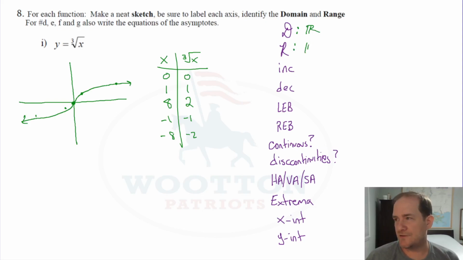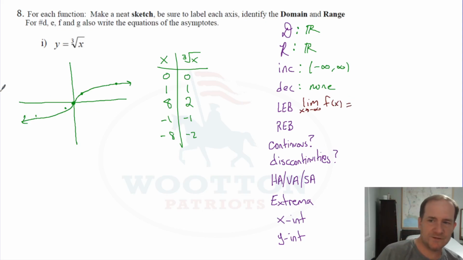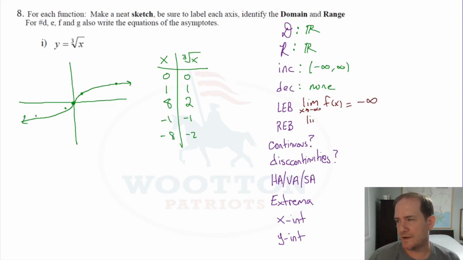I can see that my range is all reals. I can see we're increasing over our entire domain, so negative infinity all the way to infinity. We do not decrease. My left and right end behavior would be the limit as x goes to negative infinity of the function. And we can see that as we go left, the y values are going down, so negative infinity. And for the right-hand behavior, you would say the limit as x goes to positive infinity of our function is positive infinity.